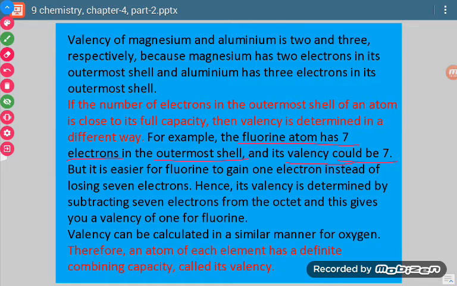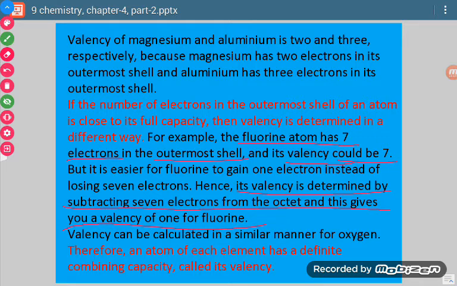So what is the general formula for calculation of valency? We will calculate valency like this: if the number of valence electrons is more than 4, then we subtract the number of valence electrons from 8.